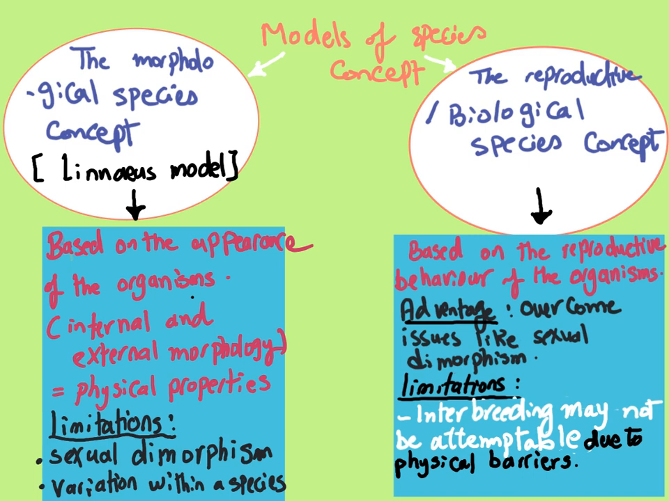Okay, the second one, variation within the species. Like variation between you and your sibling, your mother, your father, you look different because of normal genetic variation. So also we cannot put them into many different species.